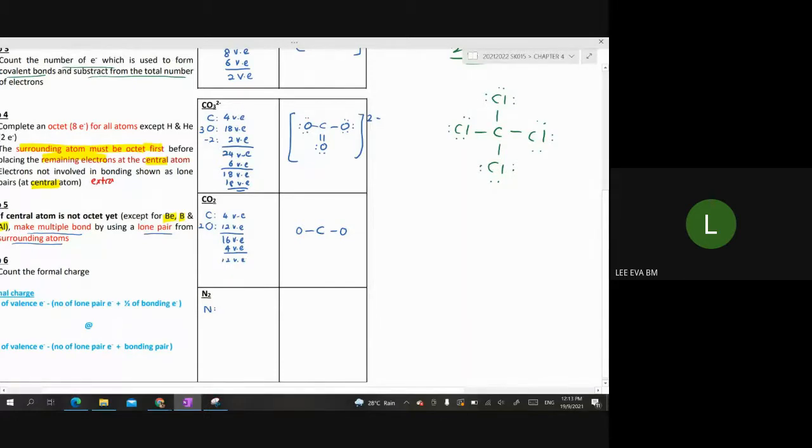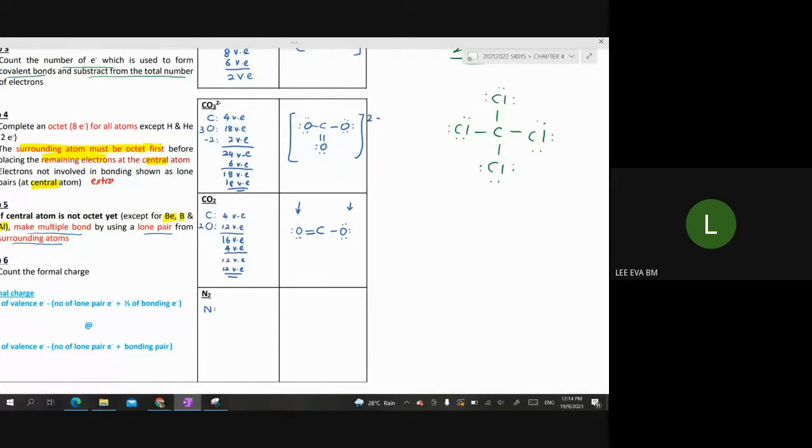So step number 4, complete your surrounding atoms with octet. So oxygen, oxygen. 6 electrons I'm adding, but 2 oxygens, so there are 12 valence electrons. No remaining, but my carbon is not yet octet. So now I have to do something. I have to borrow one of the lone pairs to make one double bond. Okay, this oxygen is already octet. The oxygen on the right is also octet, but carbon is not yet. So borrow until carbon becomes octet.